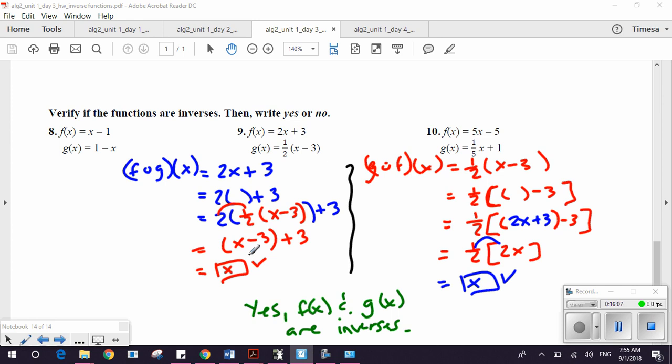Again, you must do both fog and golf. They have to equal x and only x. And then when they both do, you say yes. If only one does, you must say no.